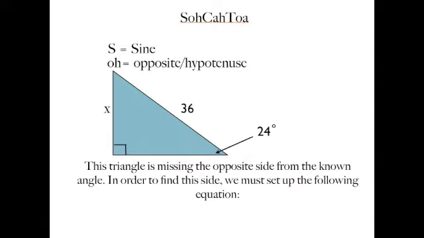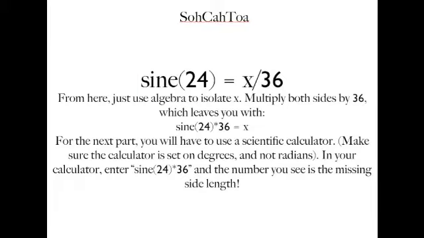We interrupt this program to bring you an important example for your mathematic experience. This triangle is missing the opposite side from the known angle. In order to find this side, we must set up the following equation. Sine of 24, which is the known angle, equals the unknown opposite side divided by 36, which is the hypotenuse. From here, just use algebra to isolate x. Multiply both sides by 36, which leaves you with sine of 24 times 36 equals x.